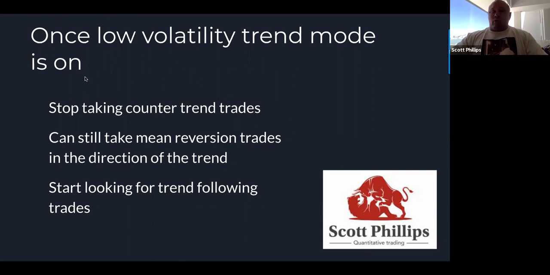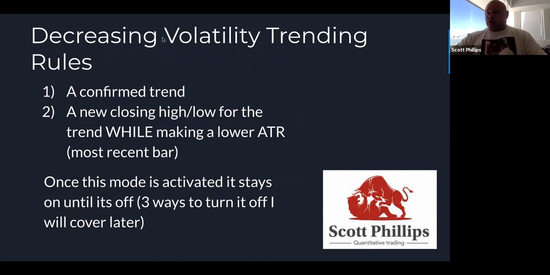Now, the decreasing volatility trending rules. These are the rules. This is what you need to know. You need two things. Thing one, you need a confirmed trend, and we're going to cover this in a minute. Thing two, which is the real heart of it, you need a new closing high for the trend if it's a bullish trend, or a closing low for the trend if it's a bear trend, while making a lower ATR in the most recent bar.